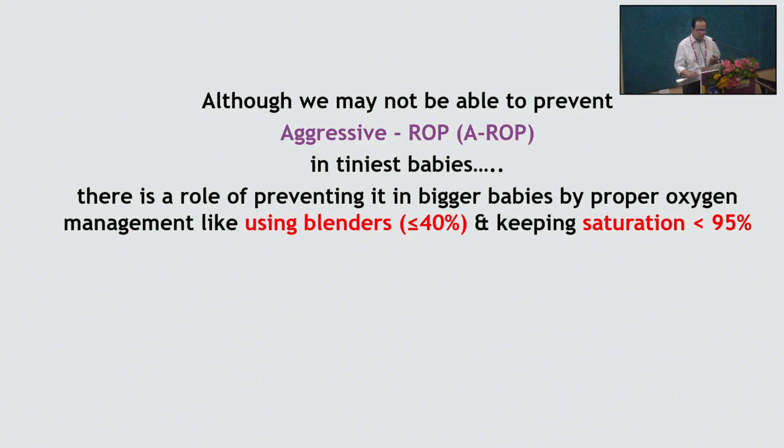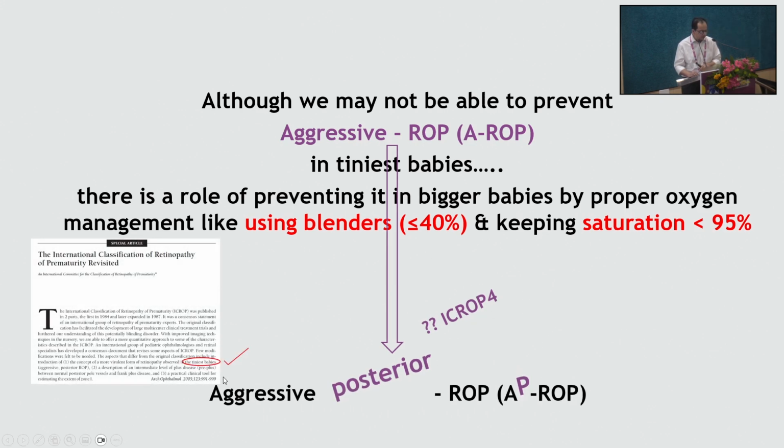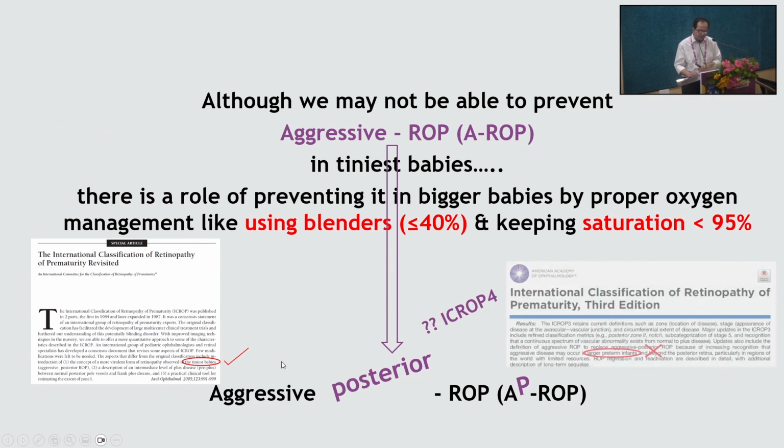So although we may not be able to prevent ROP in the tiniest babies, and which is true, there is a role of preventing it in bigger babies by proper oxygen management using blenders. Like the previous speaker said, it should not go beyond 40%, and saturation should be less than 95%. And I hope in the future, when the iROP 4 meets, they put in the word posterior, because it should happen only in the tiniest babies and not in the larger preterm babies.